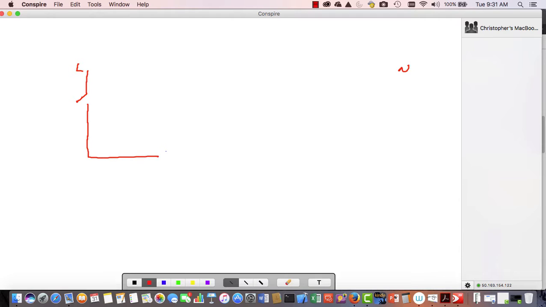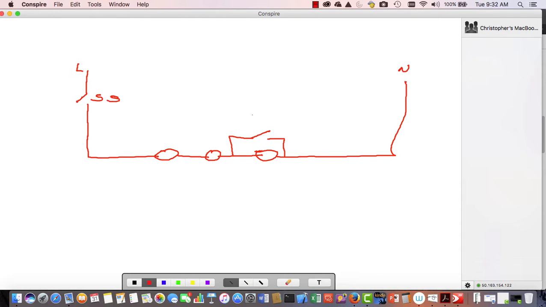Okay, then I'm going to have 3 light bulbs in series. Bulb 1, bulb 2, bulb 3. Again, single path for current to flow. We come back to neutral. Okay, now it says I also have a single pole switch that bypasses or controls one of the bulbs. So we'll put a switch in here in parallel with one of the bulbs. Okay, so we have our service switch. We have our SW1.